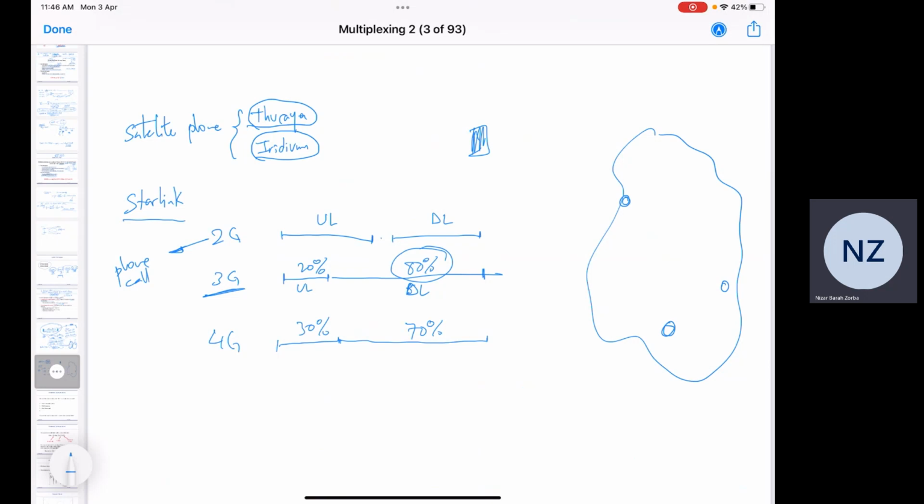Do you do a lot of video calls? Sometimes. I said, do you do a lot of video calls? What else? Why do you think that in 4G the trend has reversed? Irzam, what was the question? Why is it 70-30 and before it was 80?